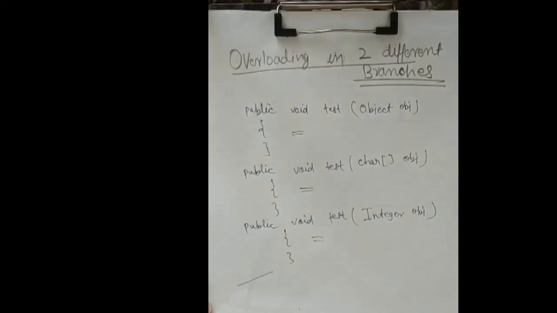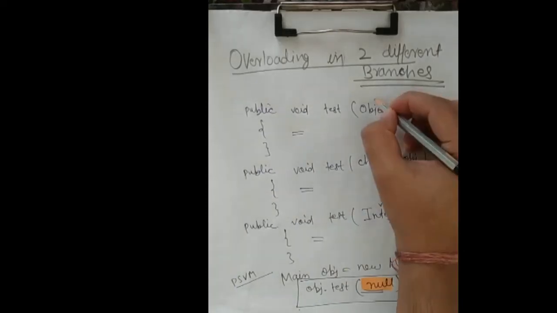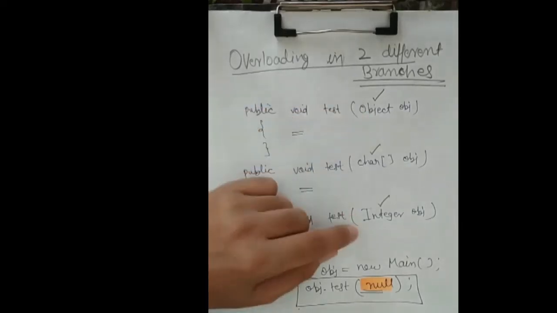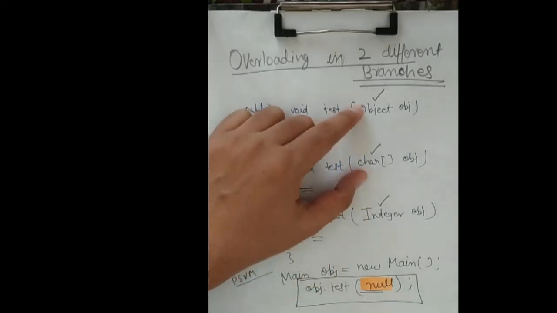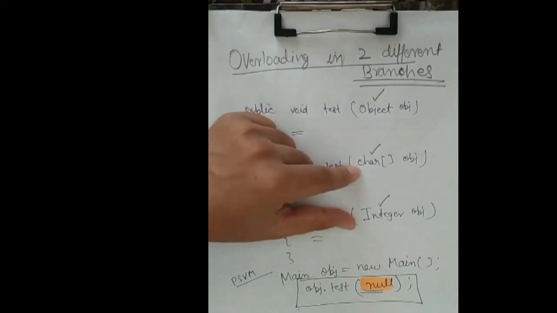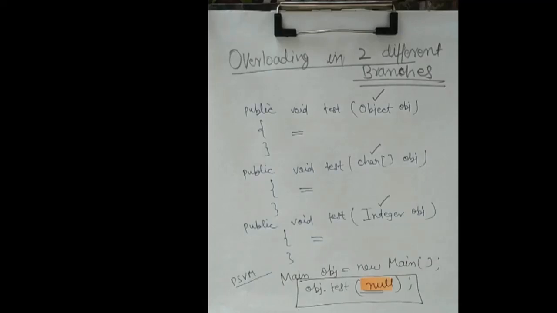Now let's say we have public static void main, Main object equals new Main, and we pass null from here: object dot test, null. Imagine what would be the output. This null can clearly be accepted by Integer as well as the character array as well as the Object. Between Integer and Object, you may say Integer is most specific, and between char array and Object you may say char array is most specific. But what about between char array and Integer? Now how will you decide who will accept null and why?